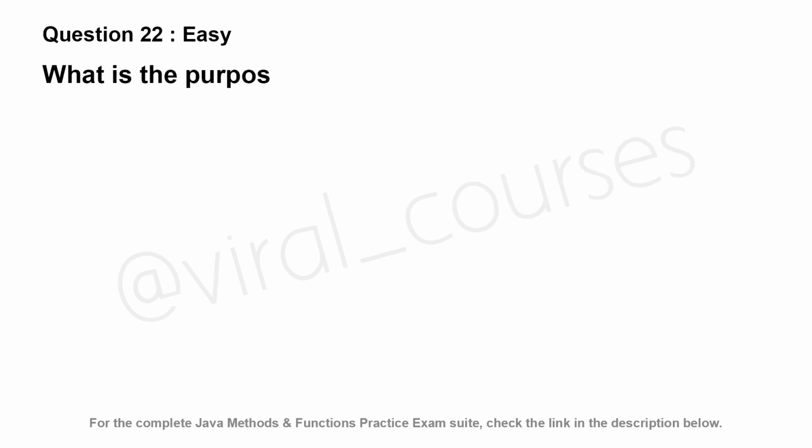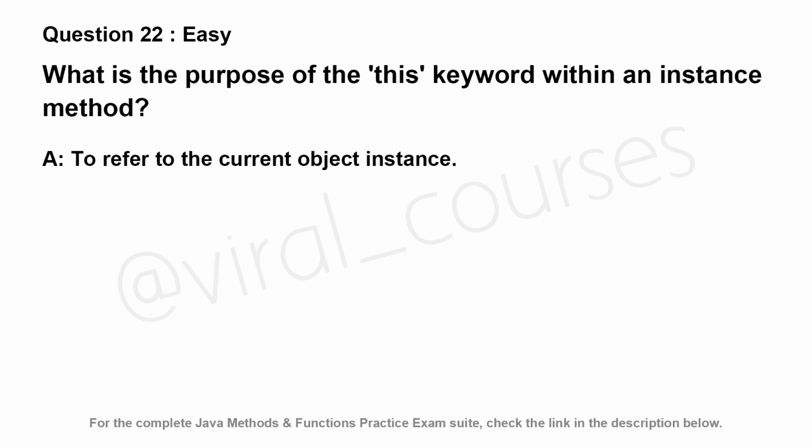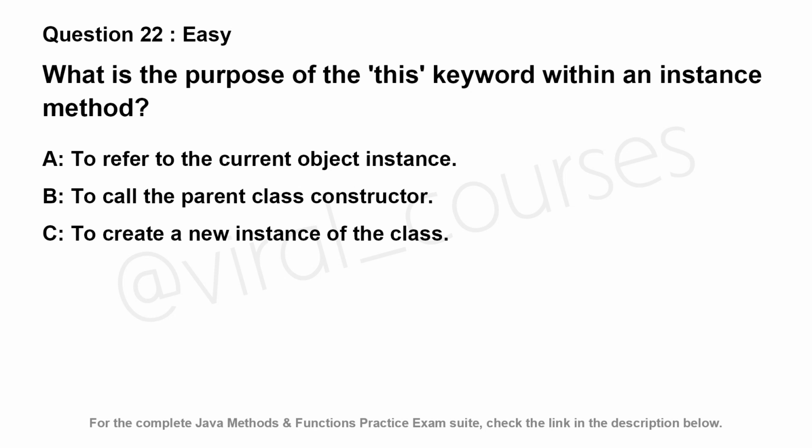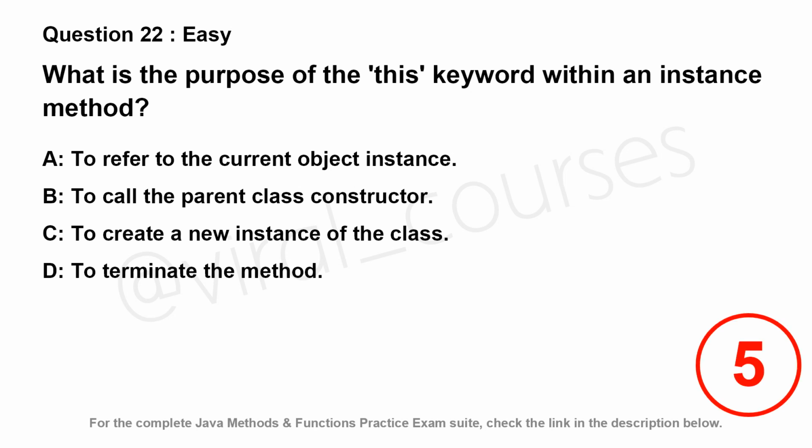What is the purpose of the this keyword within an instance method? Option A. To refer to the current object instance. Option B. To call the parent class constructor. Option C. To create a new instance of the class. Option D. To terminate the method.